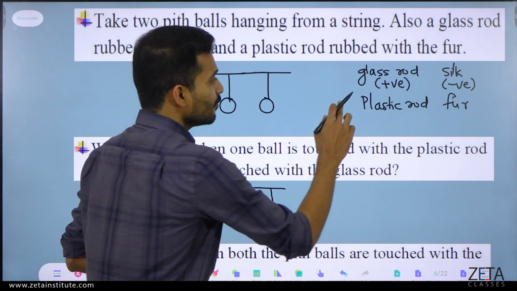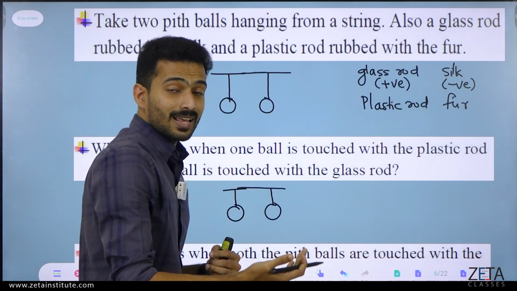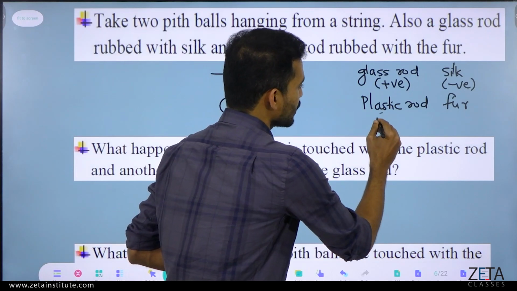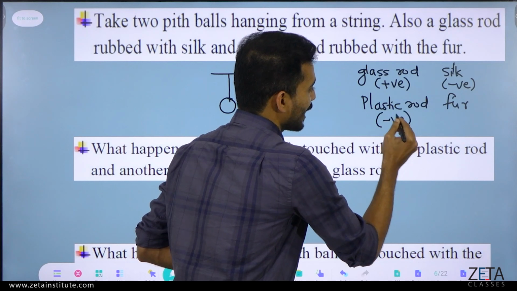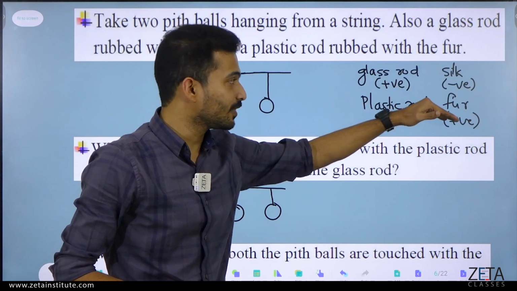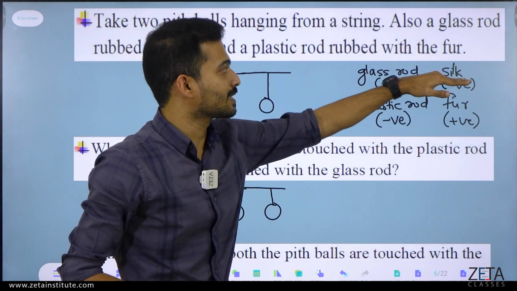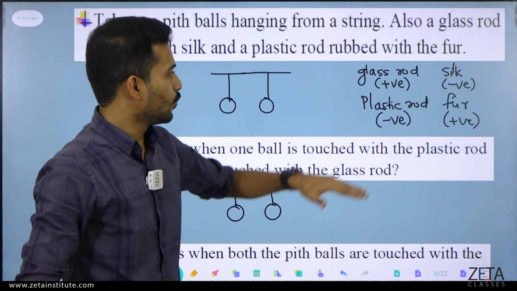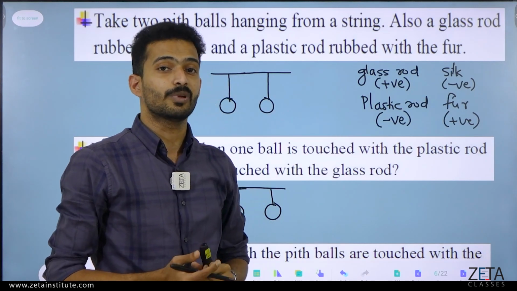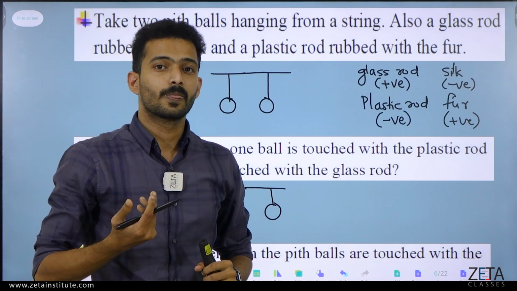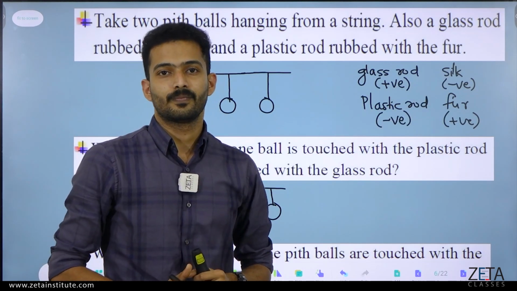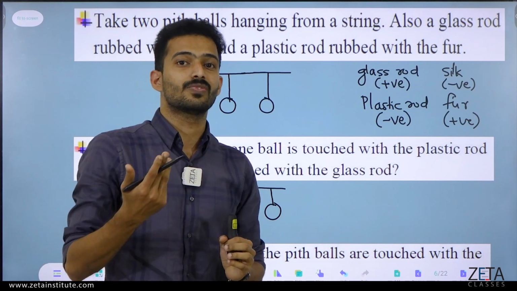In the same way, when a plastic rod is rubbed with fur, the plastic rod gains electrons from fur. That means the plastic rod gets negative charge and the fur gets positive charge. When a glass rod is rubbed with silk, the glass rod will be positively charged and the silk will be negatively charged. When a plastic rod is rubbed with fur, the plastic rod is negatively charged and the fur is positively charged, because the silk and plastic rod gain electrons, and the glass rod and fur lose electrons. So those that lose electrons get positive charge, and those that gain electrons get negative charge.